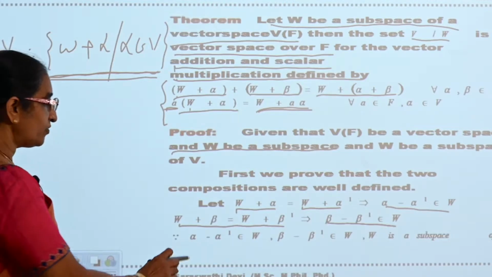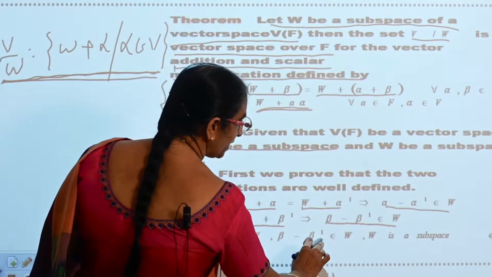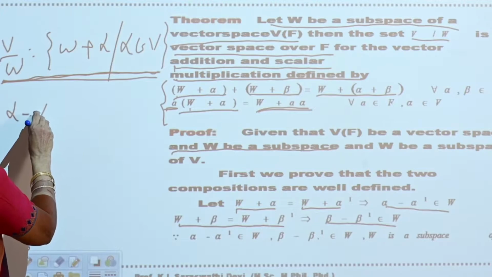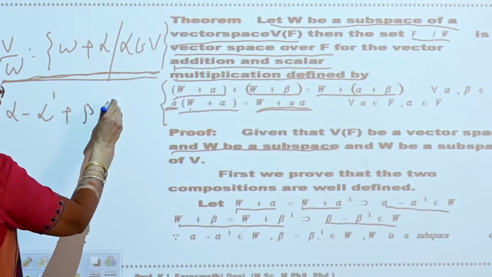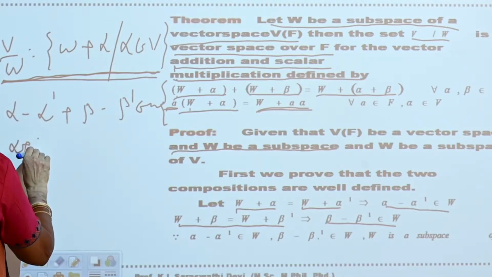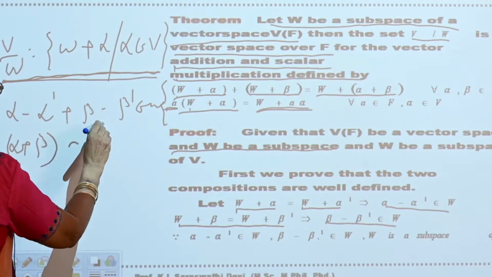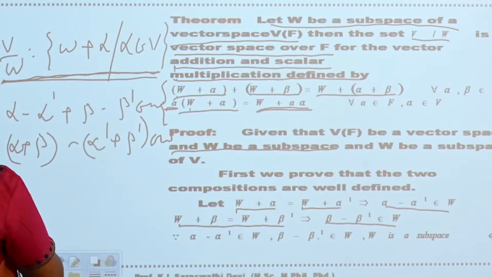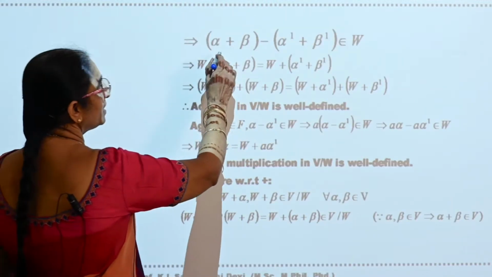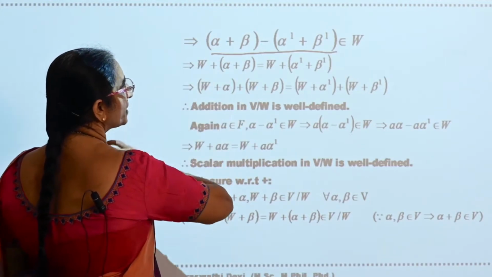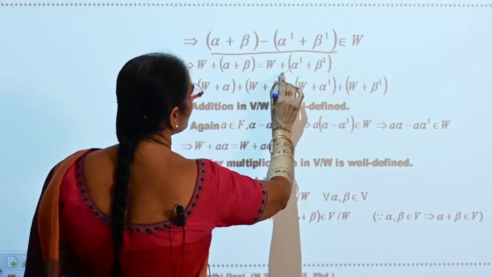Now alpha minus alpha dash belongs to W, and beta minus beta dash belongs to W. But what is W? W is a subspace. Therefore, the closure property is satisfied, so you can say that alpha minus alpha dash plus beta minus beta dash belongs to W. We can arrange it. So alpha plus beta minus alpha dash plus beta dash belongs to W. That implies W plus alpha plus beta is equal to W plus alpha dash plus beta dash.